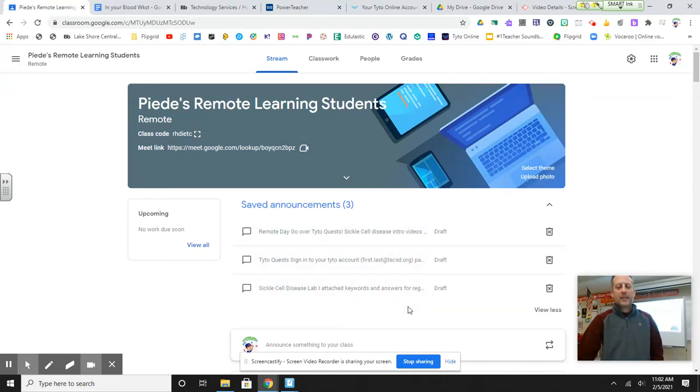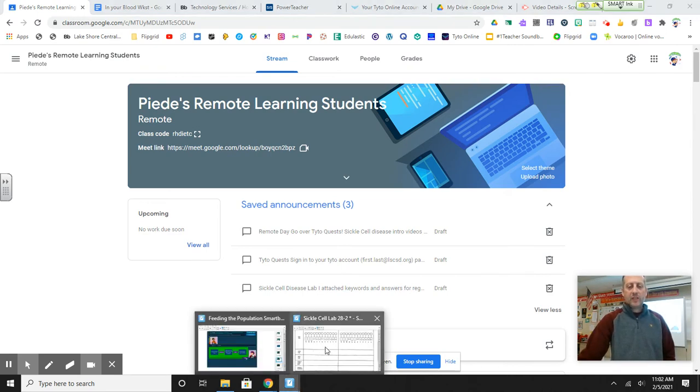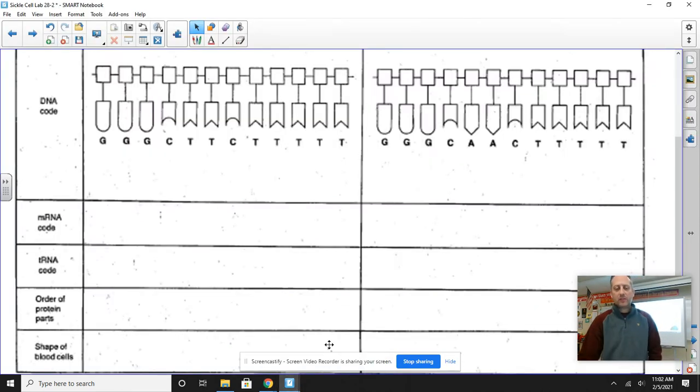All right, hello. I'm going to try to help you out with the sickle cell disease lab that you're supposed to do today. I did attach some answers to the normal hemoglobin. I'm just going to walk you through some of the procedures for this as well.